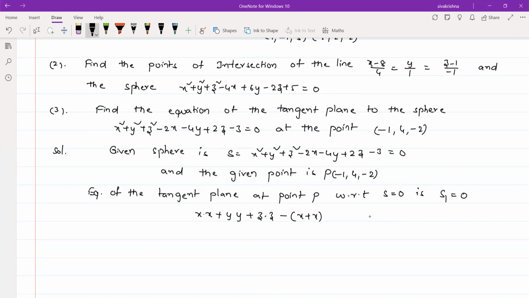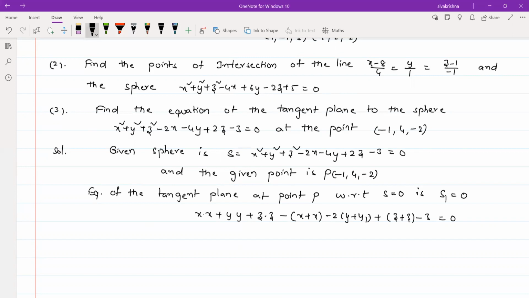And minus 4y can be written as minus 2 into y plus y, and finally 2z can be written as plus z plus z, and minus 3 is equal to 0. So first of all, we have to write the given equation in this way. Okay, x square can be written as x into x, y square can be written as y into y, z square can be written as z into z.